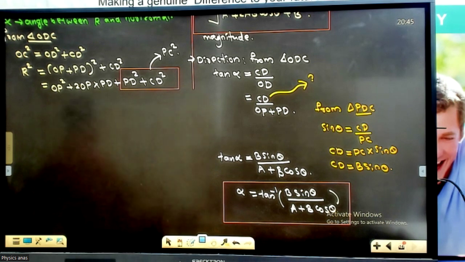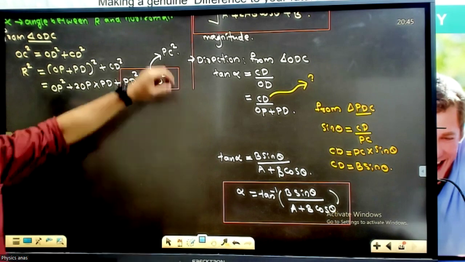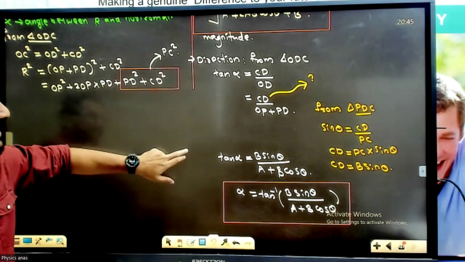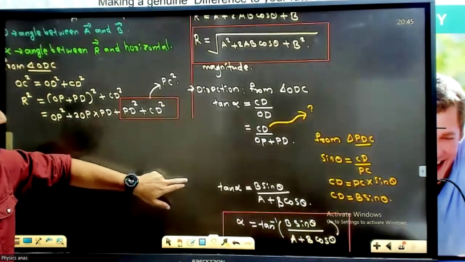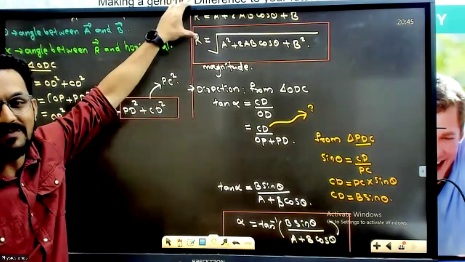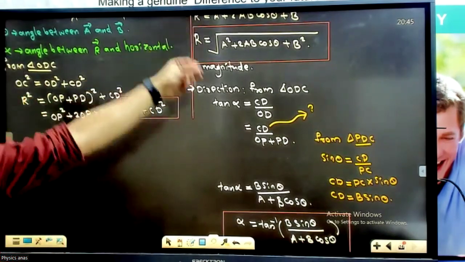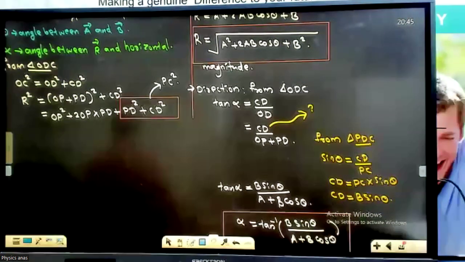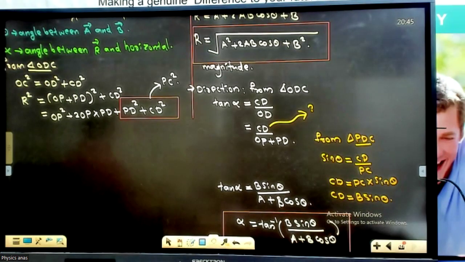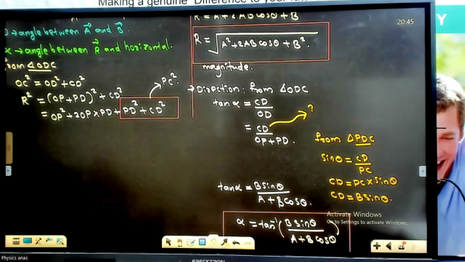There will be questions coming from the other one, magnitude. There may be questions coming from this part. But that's actually simple. R is equal to root of a square plus b square plus 2ab cos theta. If you study that by heart, you can use that equation.